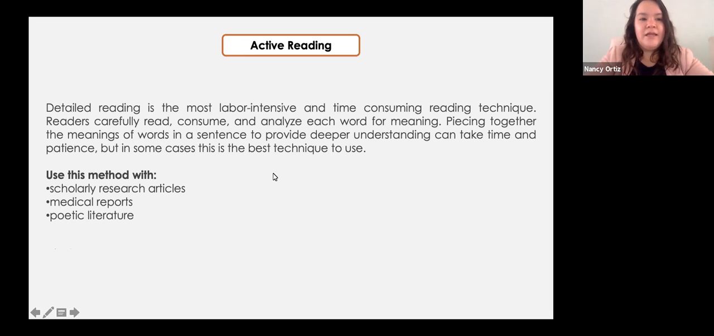Okay, usually this reading is used, as it's mentioned here, in scholarly research articles, which is what comes in Cambridge, medical reports, or poetic literature. However, it's time consuming, okay? So if you have time and patience, like now, when you're preparing for an exam, you can do it, okay? As it says, it consumes time and you analyze each word for meaning in active reading, okay? The day of the exam, not so much. This is what you use to prepare, and we will put it into practice in a few minutes.